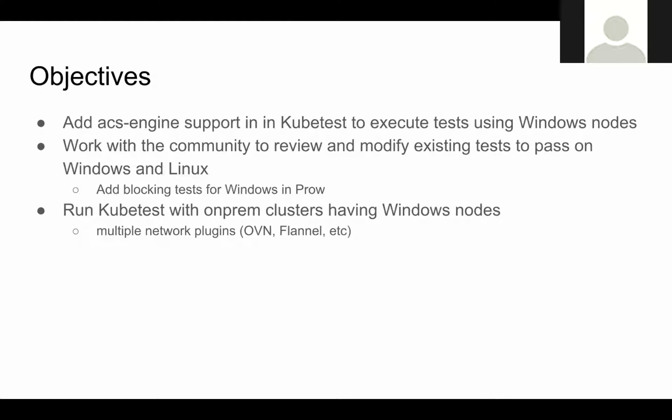Objectives. The first thing is that we're adding ACS engine support in kubetest to execute tests using Windows nodes. Working with the community, aka us here, to review and modify existing tests to pass on Windows and Linux. And eventually, the goal would be to add blocking tests for Windows in Prow. The idea is that whenever somebody sends a PR, we will be able to catch anything that will break on Windows pretty easily before it merges and not after. Last but not least, we also want to run kubetest on on-prem clusters having Windows nodes, and that will allow us also to test using a pretty large set of possible network plugins, starting with OVN, Planner, and more.